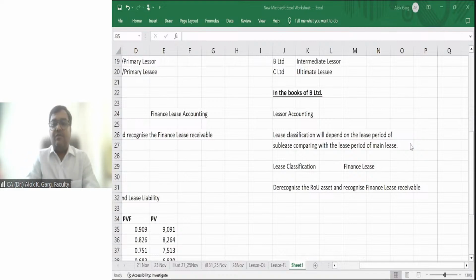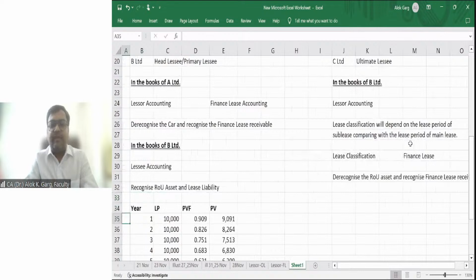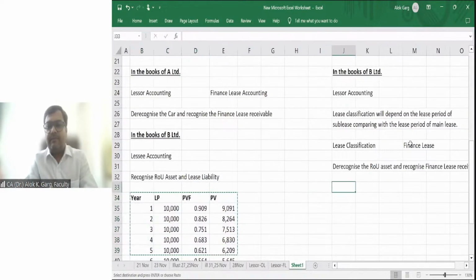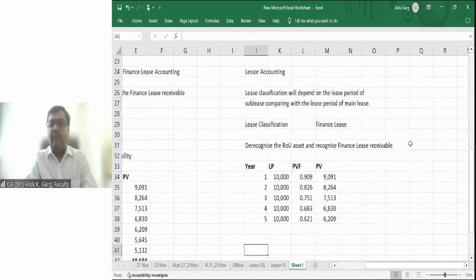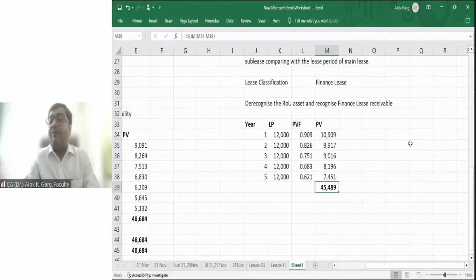What accounting entries will B pass? First of all, B will compute the present value of the future lease payments for the finance lease receivable. Again, let me take this example for 5 years only. Year 1, 2, 3, 4, 5, right? B Limited will receive 12,000 each year. So the total finance lease receivable comes out at 45,000 rupees.